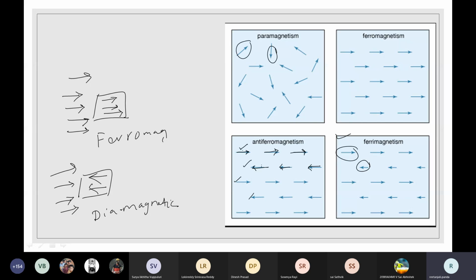Okay, that is the four dipole moments created in the magnetic material, and depending on that we have segregated four types of magnetic materials: paramagnetic, ferromagnetic, antiferromagnetic and ferrimagnetic material. If you people have any doubt, you can ask here.